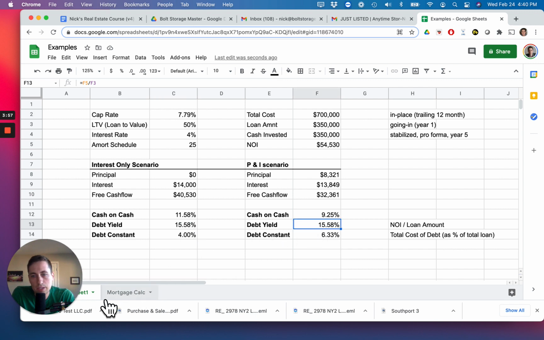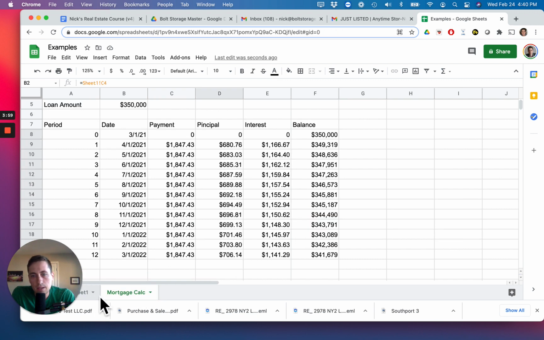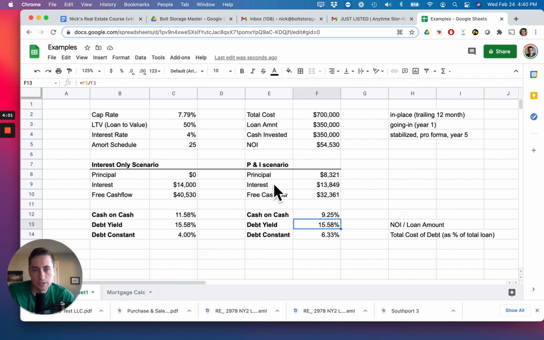And I have a mortgage calculator on the second tab. I'm going to give you guys a copy of this in the next section of the exam before you do a little quiz. But yeah, this is how it works. So let's say we go back to 75% LTV, 4% interest rate, 25-year amortization schedule. What's my cash on cash yield going to look like the very first year? Well, I have $54,000 in net operating income, and I have $21,000 in interest. So $33,000 and some change in free cash flow, a 19.16% cash on cash return.